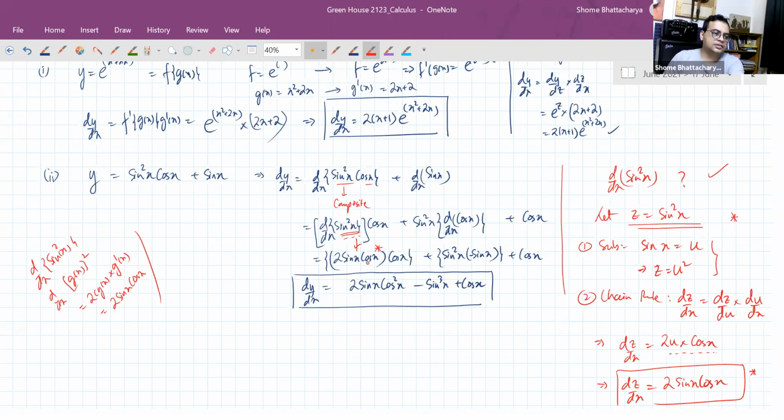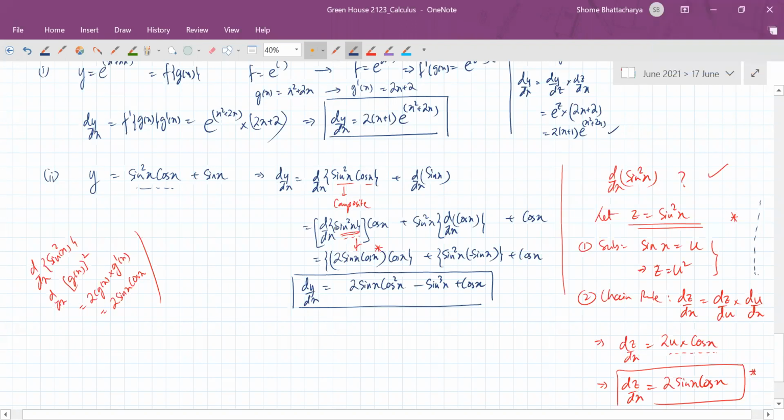If I directly give you the question, differentiate sine square x, you know what to do. It's very simple. You have to just do these steps. But now that it's plugged into this question, there are more things to do, because sine square x is multiplied with cos x, and then to that whole thing we are adding sin x. So you have to just break it down into smaller steps. For this part, we have to use the product rule.